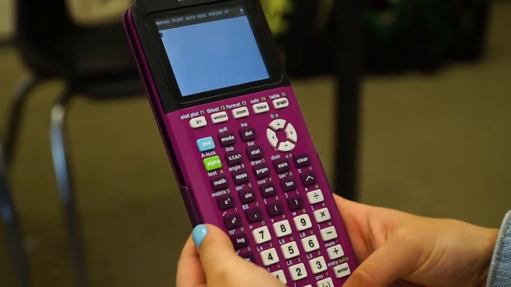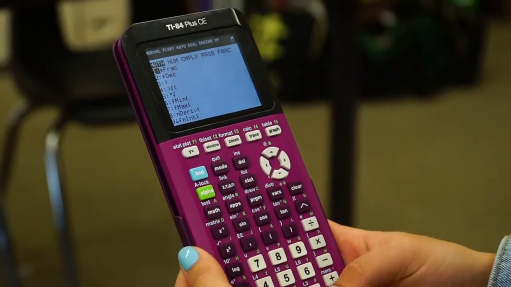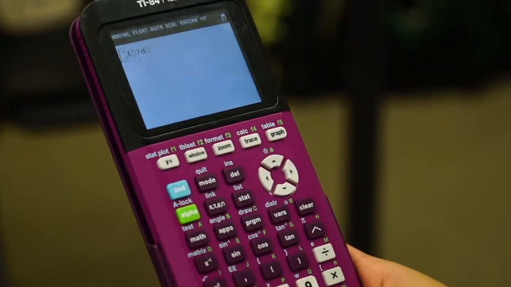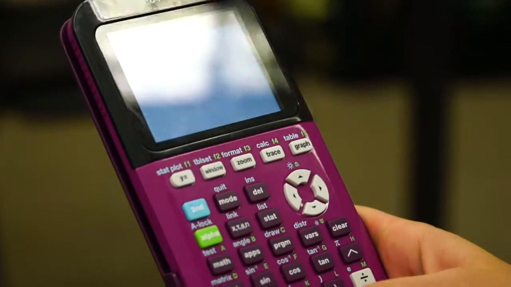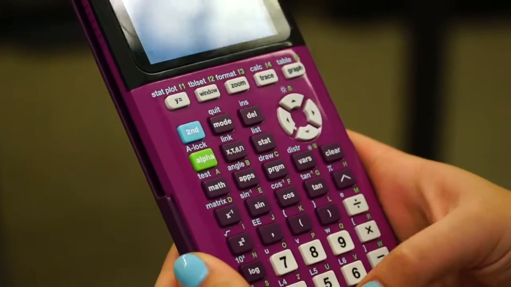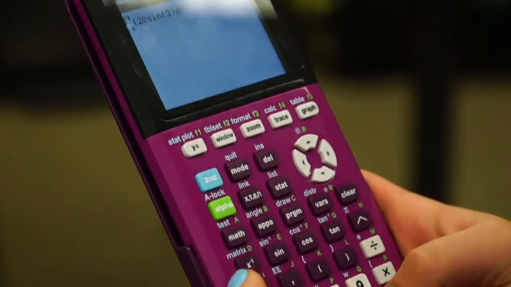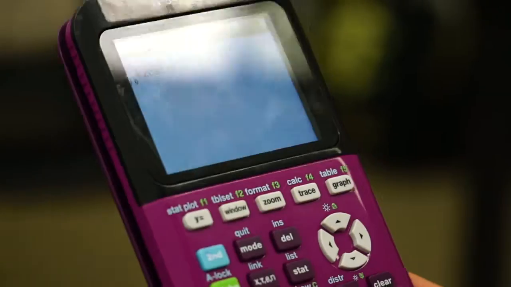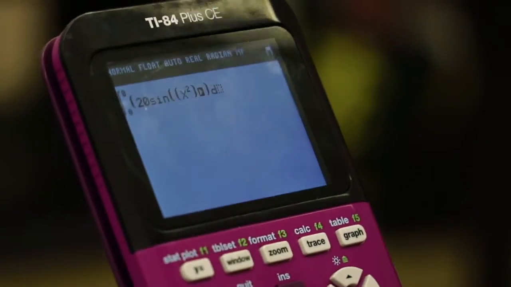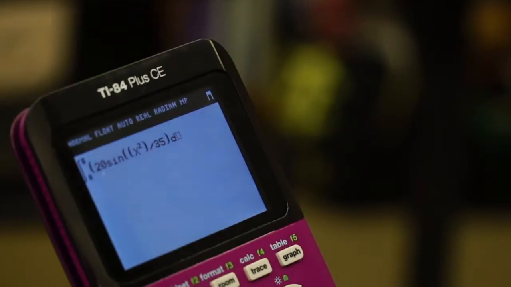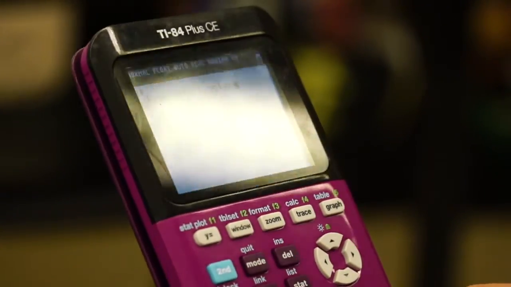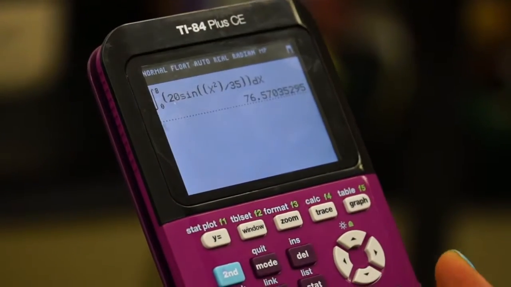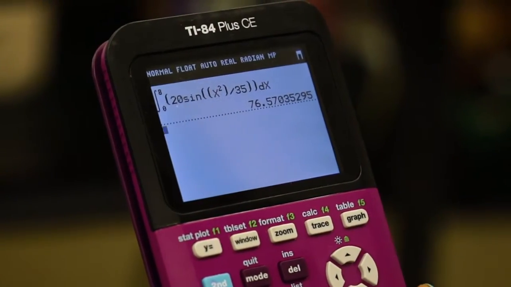To find it in your calculator, you go to the math section and press 9 for your integral. You put in your lower limit of 0, your upper limit of 8, and then the equation, which is 20 times the sine of, I'm putting it in terms of x in my calculator just because it's easier instead of t, but it still refers to t, divided by 35 in your parentheses, and then that is dx, since that's the variable we're using, and press enter, and you get 76.570.